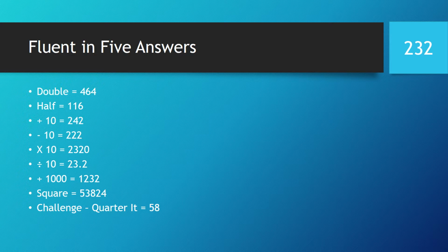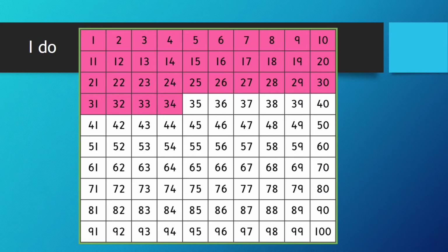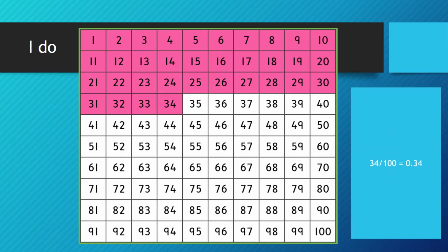Right, let's have a look at today's learning. Right, I've got here a 100 square, and very kindly my little girl Katie has coloured in 34 of these squares in pink. Now, 34 are coloured in out of 100, okay? So that basically means 34 out of 100 is the same as 0.34.